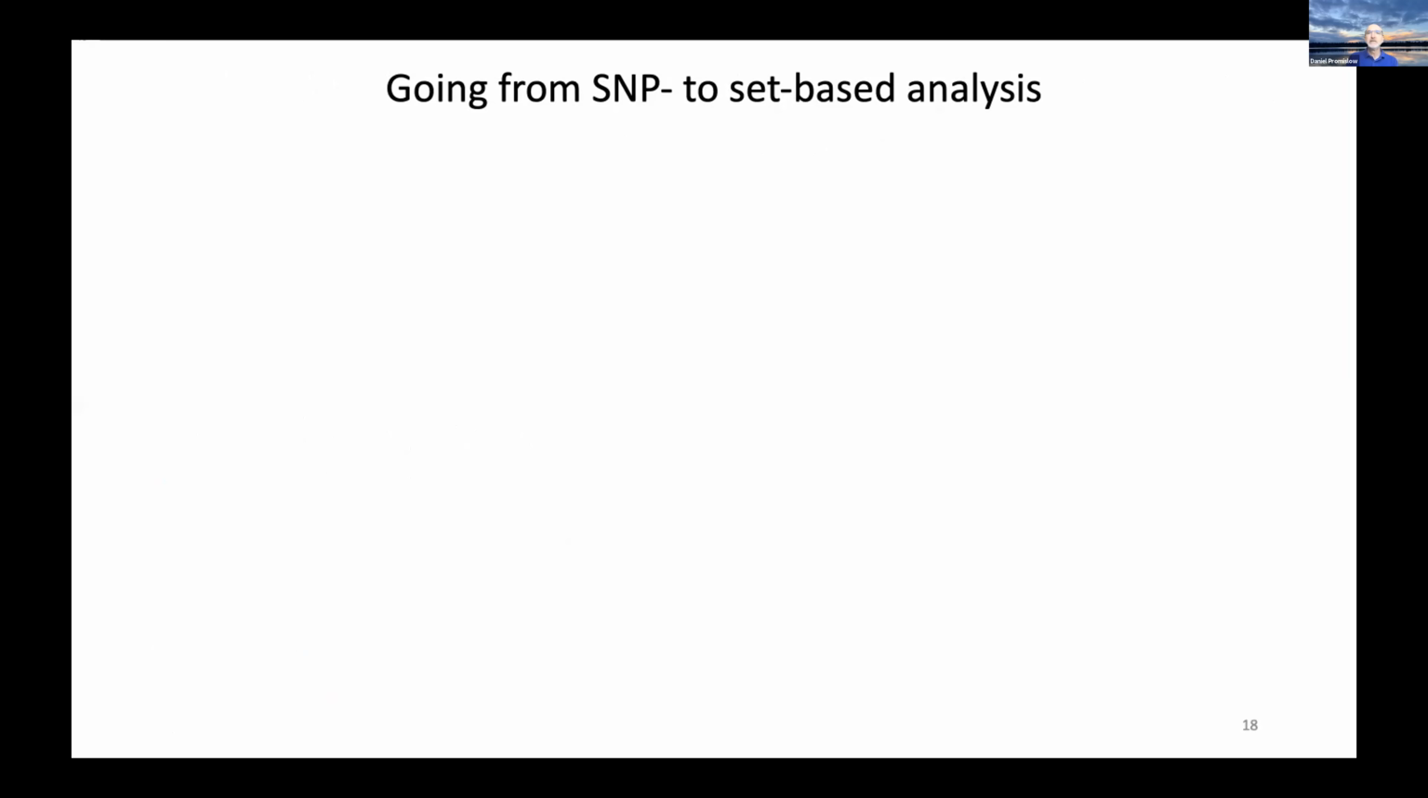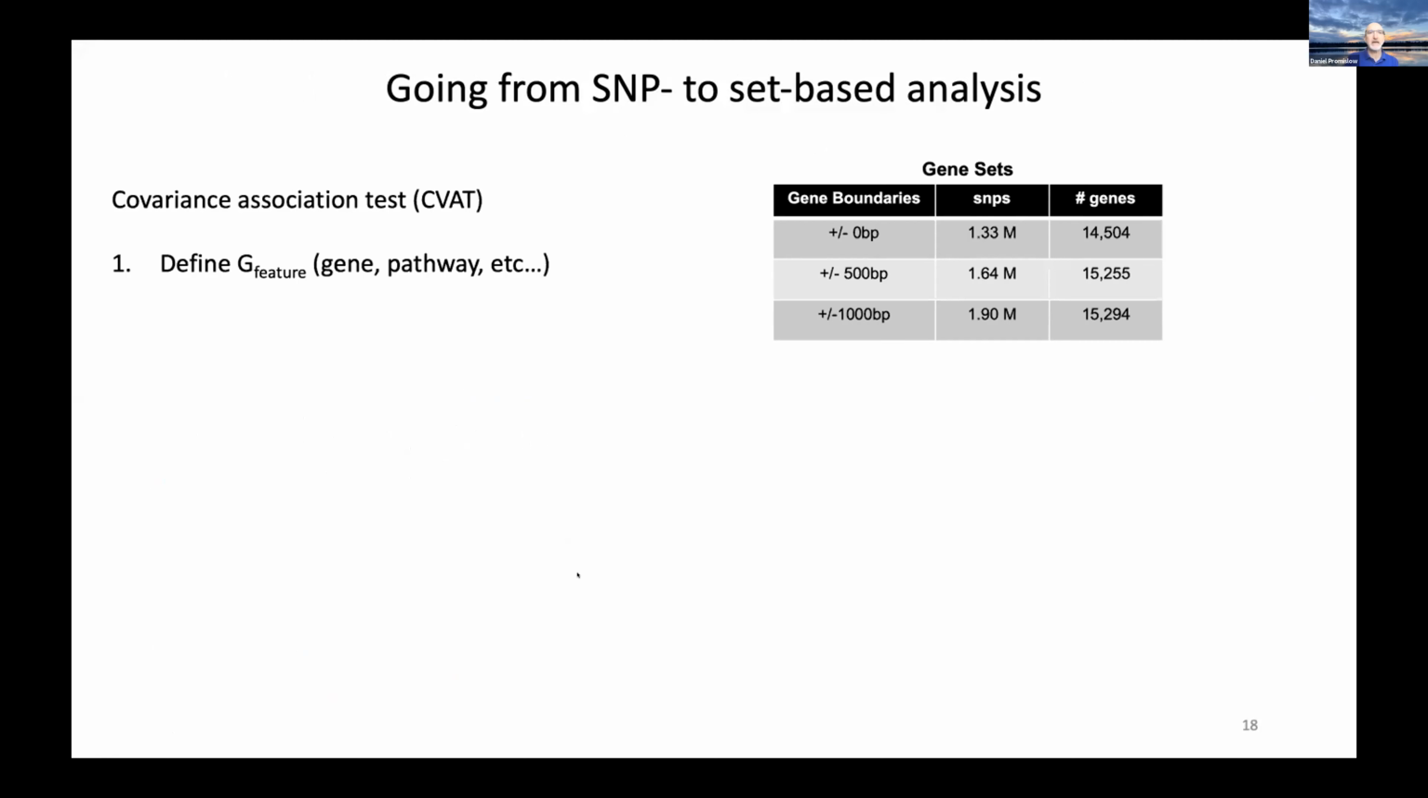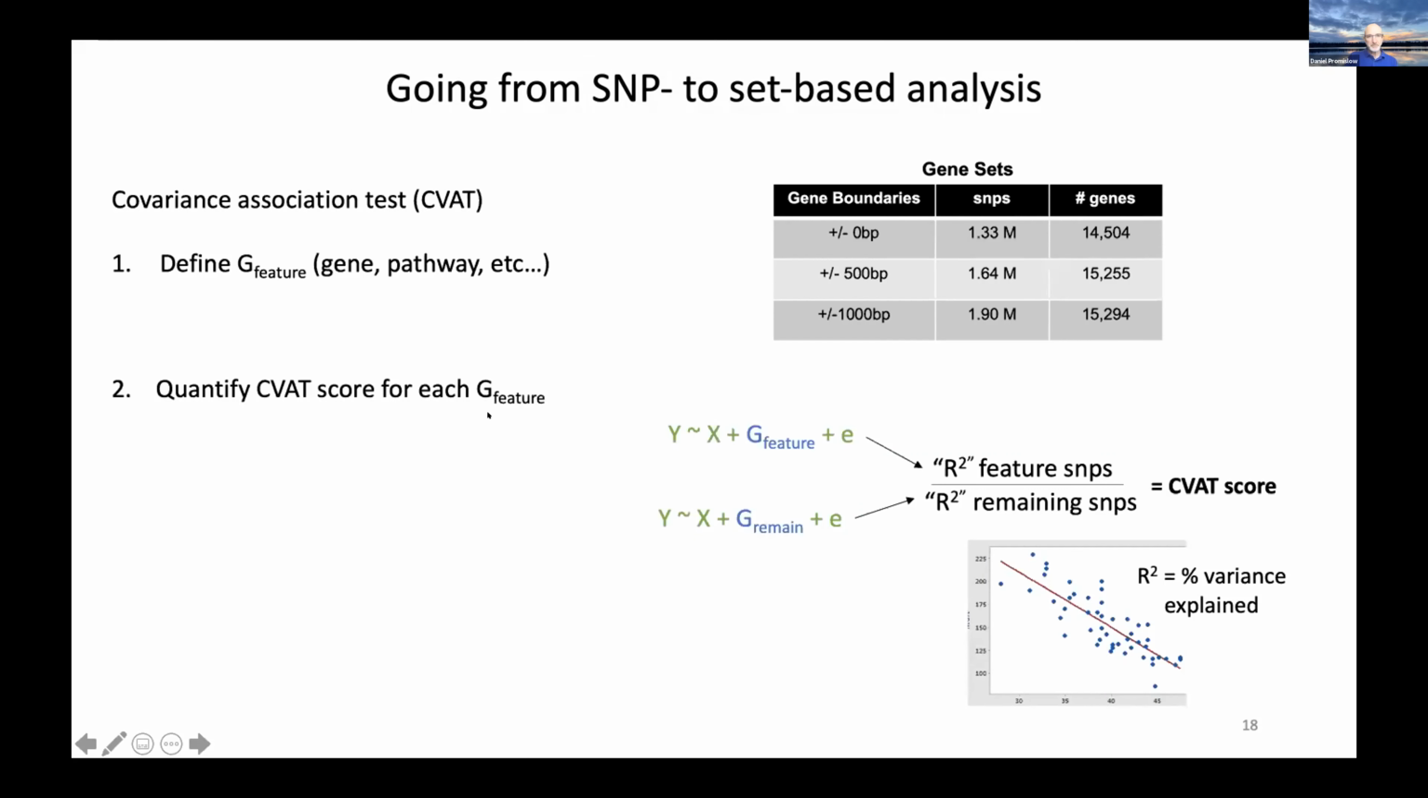So we went from single SNPs to a set-based analysis. And in particular, we use a covariance association test. And so this is going gene by gene rather than SNP by SNP. So we define all the features at the level of a gene, and we create 2 models. One is a model that takes all the polymorphisms within that gene and asks how predictive of the feature, in our case, sensitivity to rapamycin, are all the features within that gene, and how does that compare to the prediction of all the other genes in the entire genome? And we get what's called a covariance association test score, CVAT score, where the R squared is how much of the variation in this trait we can explain. And then we determine significance using permutation tests. Happy to give you more details later.